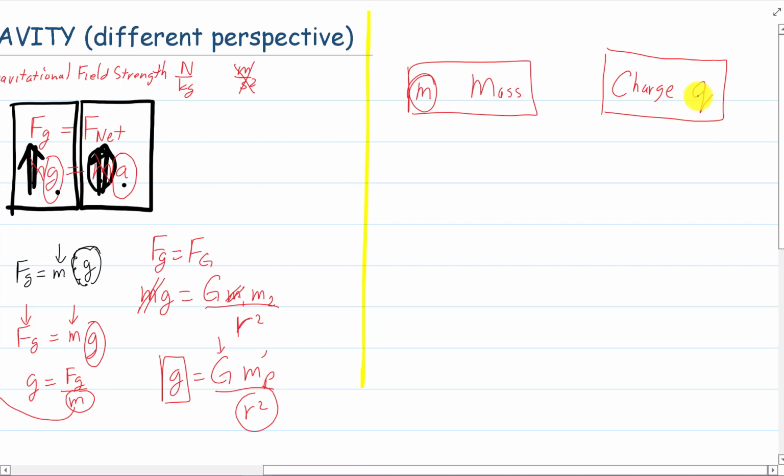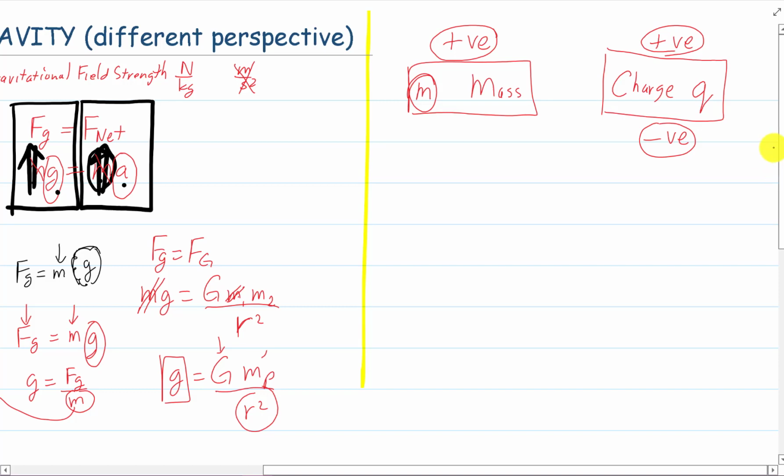But it's actually quite interesting. This gets a little bit more fun or exotic. Mass can only be positive. Have you ever heard of a negative mass before? No. But charges can be positive and it can be negative. So this gives us a very interesting aspect to electrostatics that gravity doesn't have. And you'll understand it in a second.